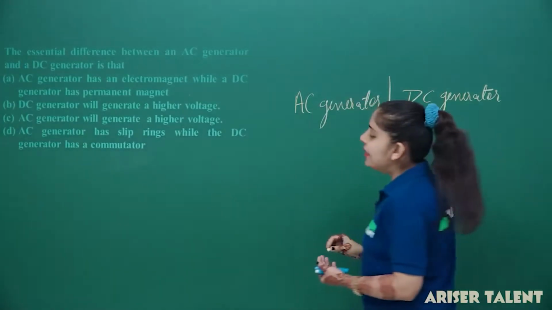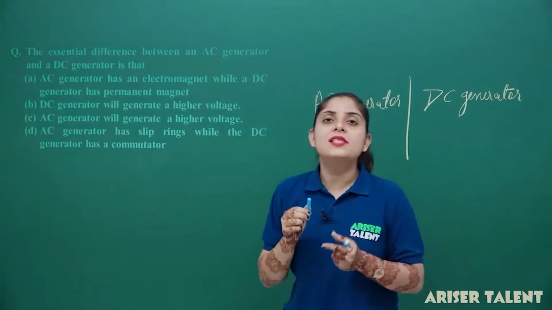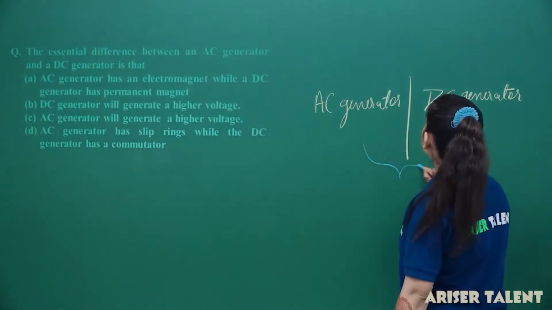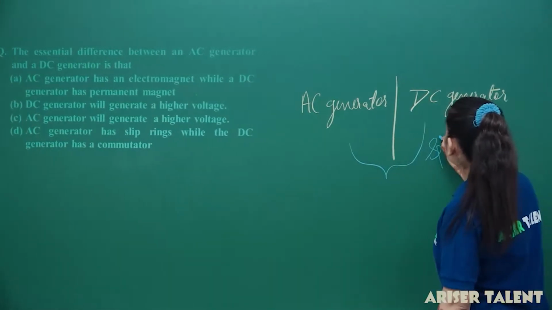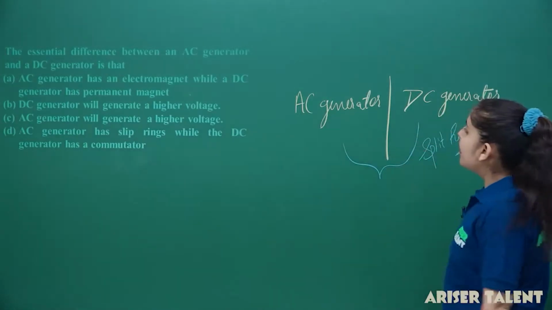Between AC and DC, there is only one difference, and this difference is only due to the slip rings, that is the commutator present in that circuit. So basically, there is one difference, and this difference will be due to the split rings. So let's check the options.